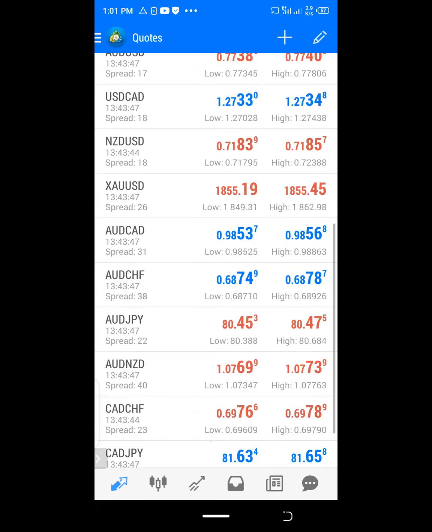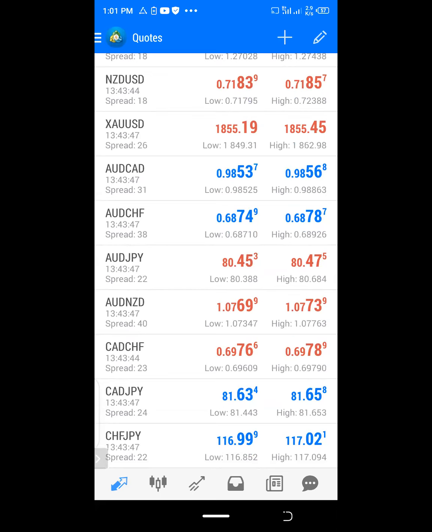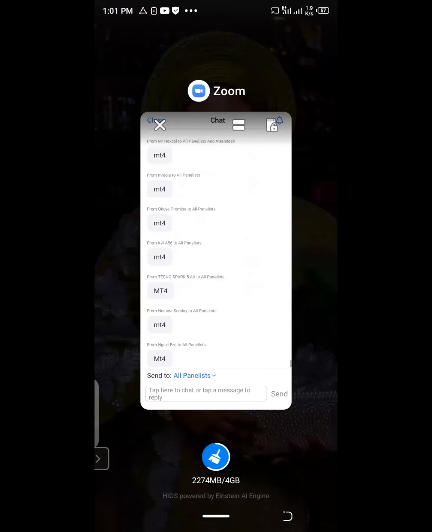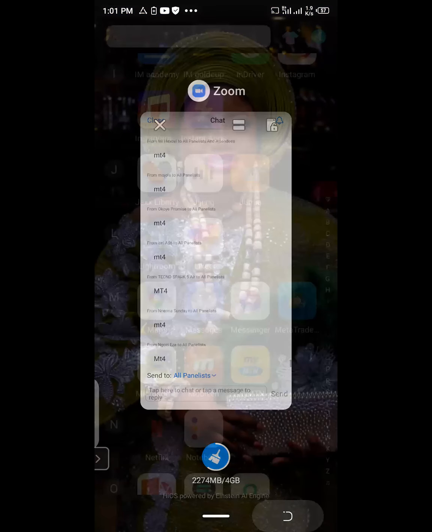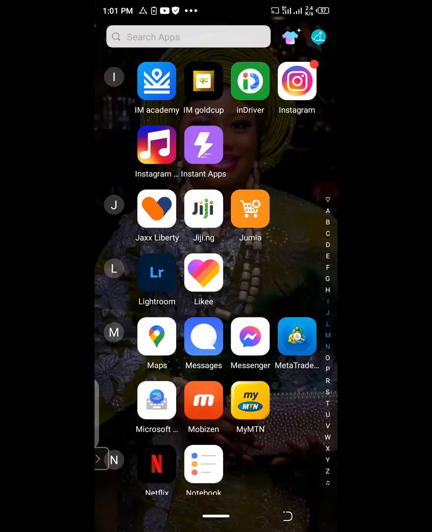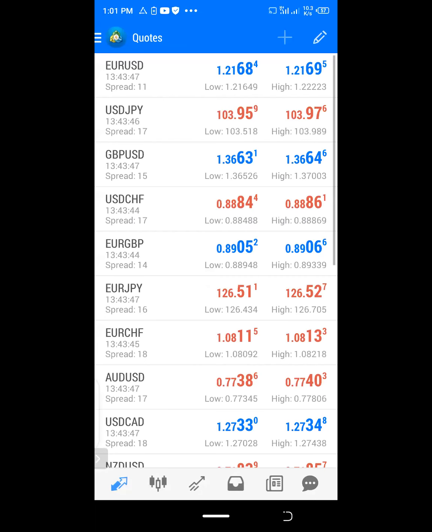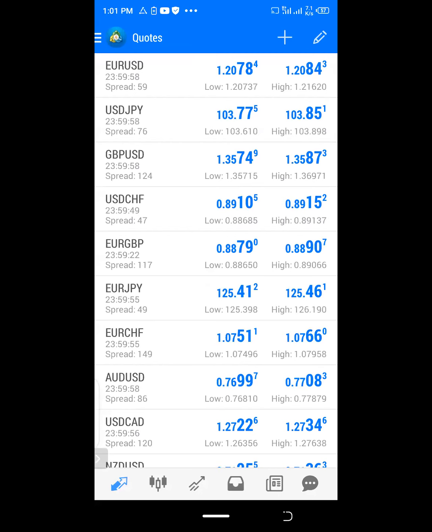All right, so now on your MetaTrader 4, once you download it, this is the first thing that you're going to see. Let me close my MetaTrader 4 and show you again. So here is my MetaTrader 4. Once I click on it, you can see the first thing that opens is this.